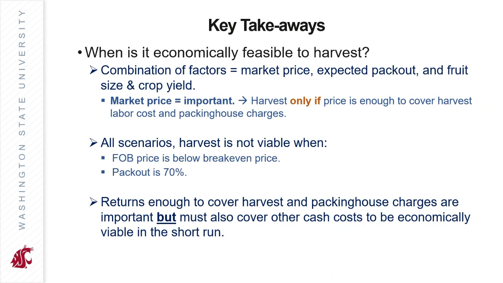Okay. And what are the factors that influence a grower's decision to harvest? The decision is based on a combination of factors, which are the market price, expected pack out, size of the fruit, and volume of production. But of these factors, the most important is market price. A grower will consider harvesting only if the price is high enough to cover their pickers' wages and packing house charges. We also find that in all crop loss scenarios, harvest is not viable when the price is below break even and when pack out is 70%.